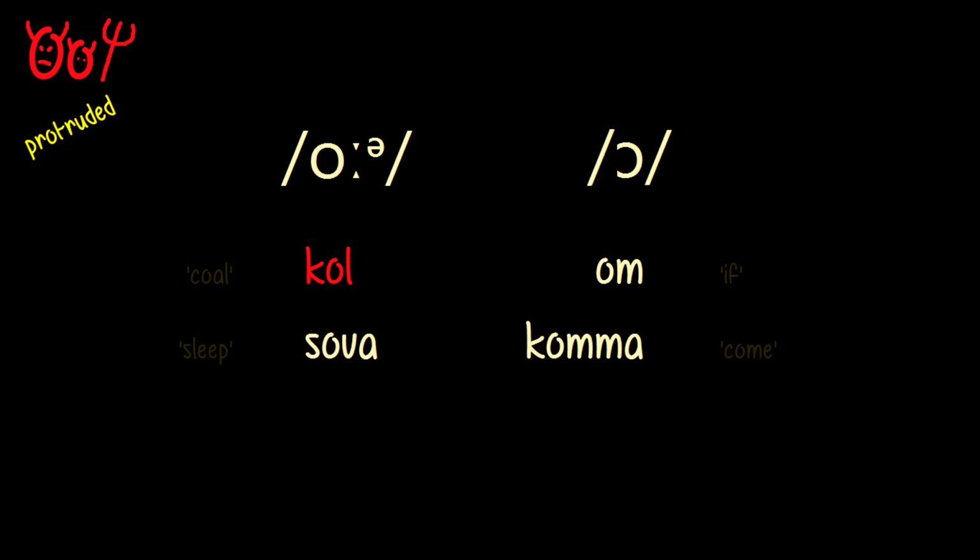But unfortunately, we're not done with the letter O, because the letter O is one of the most evil things about Swedish spelling, and if you haven't already, I guarantee you that you will end up cursing it at some point. The reason for this is that the letter O can be pronounced either as one of the two sounds that I just presented to you, or identically to the letter O. Yep, that's right, and there's nothing we can do about it. Kol, sova, om, komma.